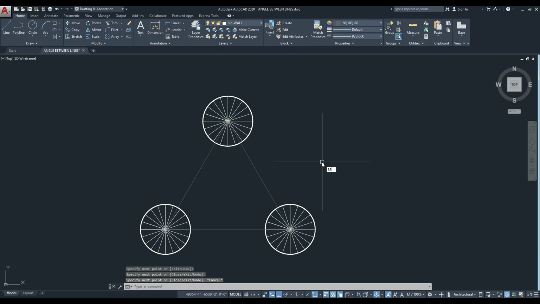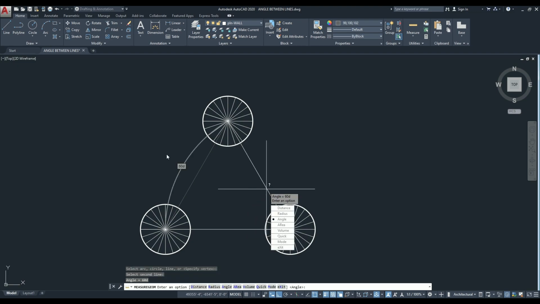Now type MEA on the keyboard and select this command. From here select angle. Now select any two lines for knowing the angle between them. Suppose here I am selecting this line and this line. Here you can see the angle between these two lines is 60 degrees.